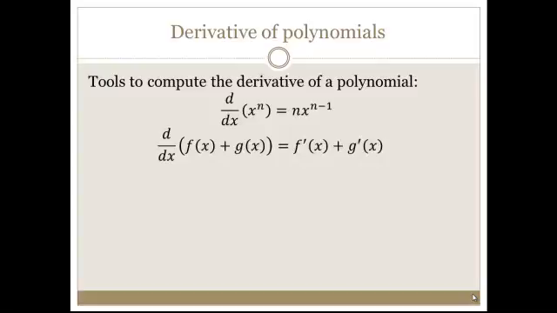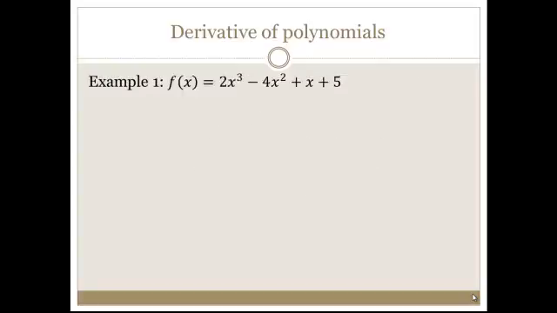Then, we saw that the derivative of a sum of two functions, f of x plus g of x, is the sum of their derivatives, f prime of x plus g prime of x. Finally, we saw that the derivative of a constant c times f of x is c times the derivative of f of x. Let's now use these to compute the derivative of some polynomials.